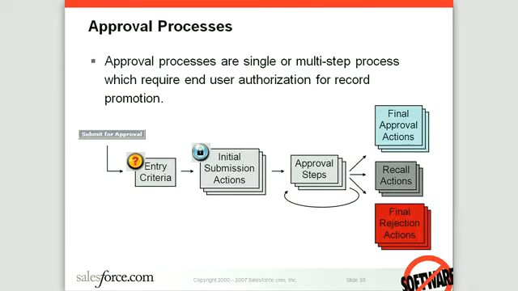Now, after that, there are three sets of actions that can be executed. Approval actions, recall actions, and rejection actions. In other words, however this record ends up in terms of its end state, what are the things that we want to do once we've either been approved or rejected.